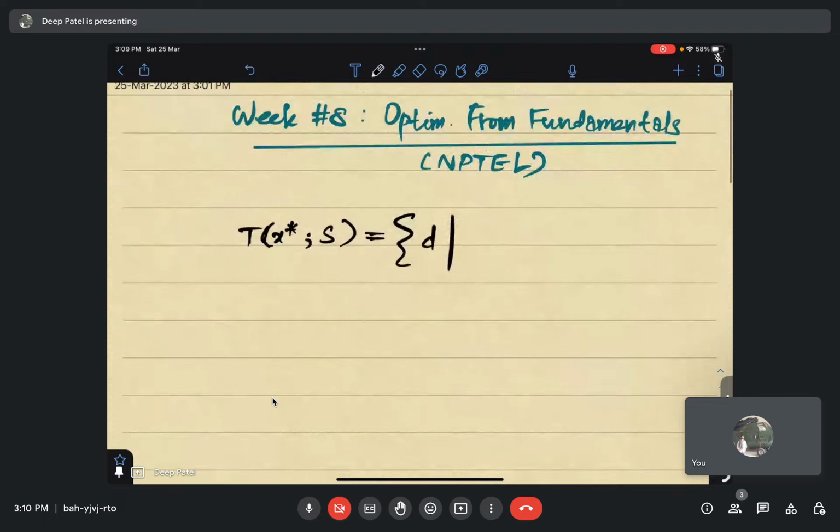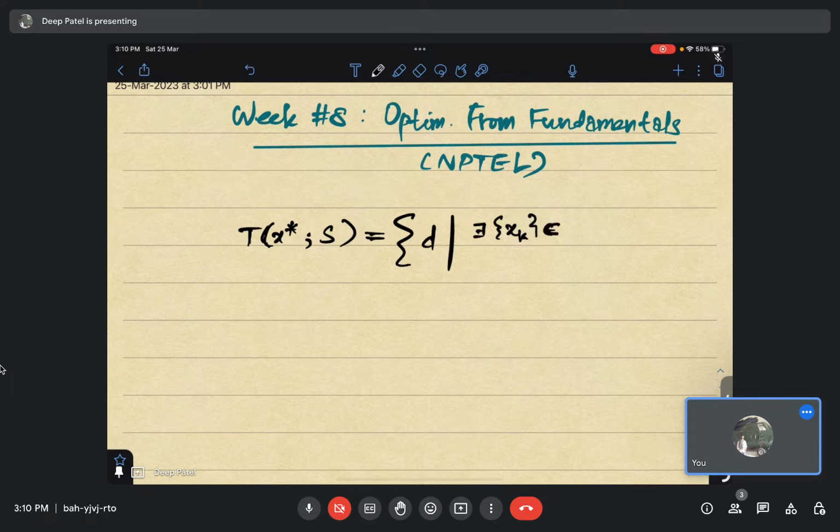The tangent set is all the directions from which you can approach that point by staying within that set, right? Correct. So how would we write it? Whatever you're saying, we'll just state that mathematically. We'll say there exists some sequence in the set S such that we approach the point x star, and there is a sequence tau k going to 0.